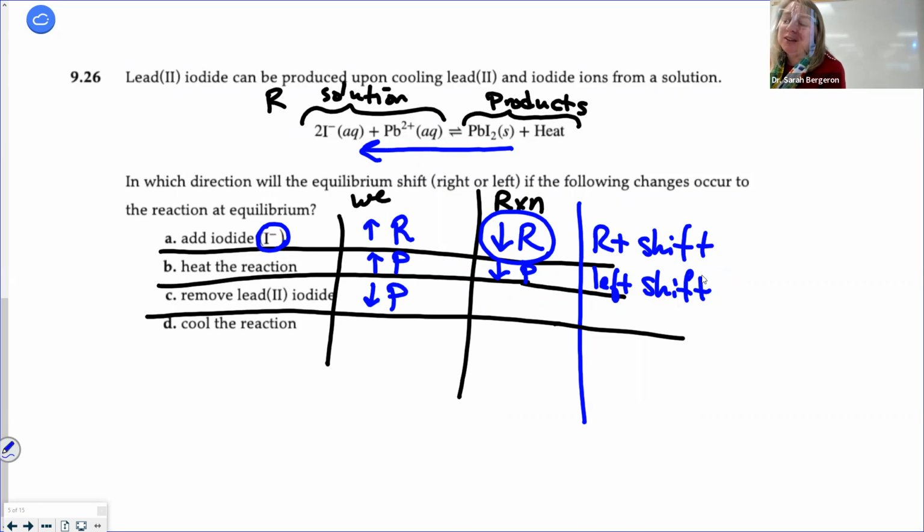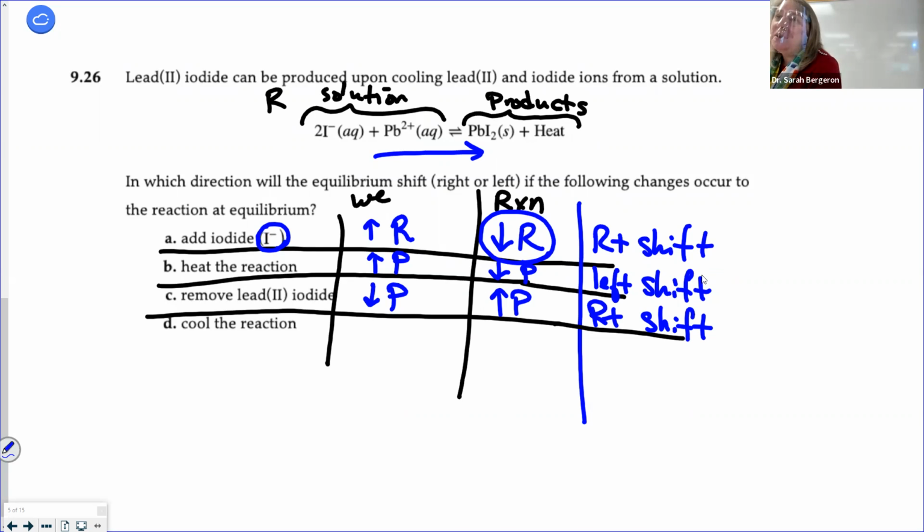What's the complete opposite? Increase products. Make products. How do you make products? Shift what way? Make products go this way. So this is a right shift. Did I get that?